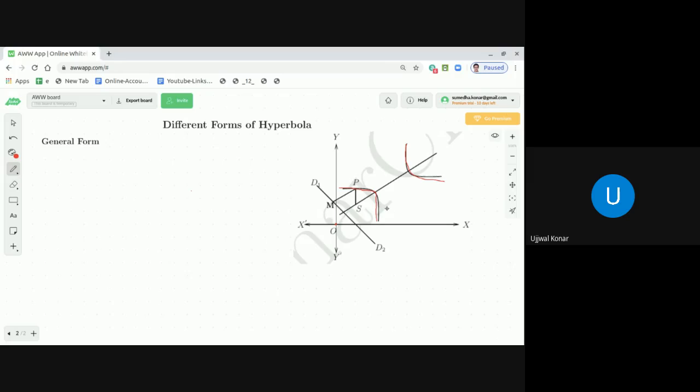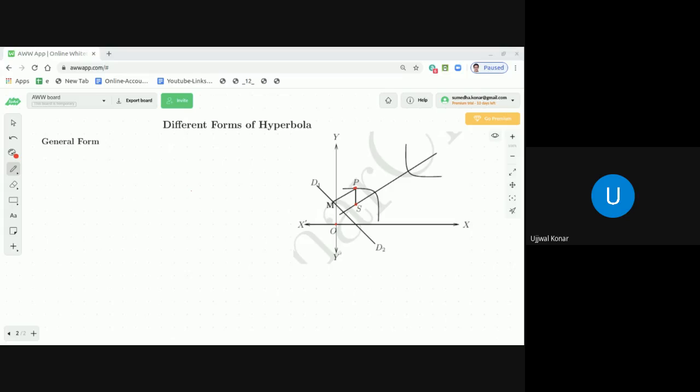Now, we took a point P on this curve. And there is a fixed point S, and a fixed straight line D1, D2 as you see. D1, D2 is a fixed straight line. So the ratio of the distance, that is SP by PM, is equal to E. This E is called the eccentricity.